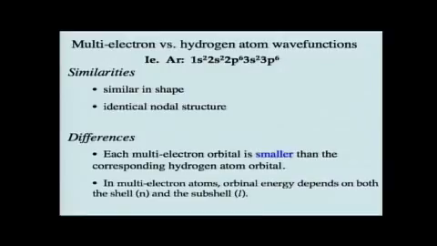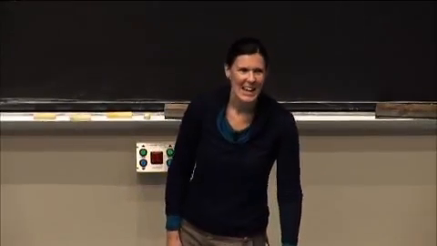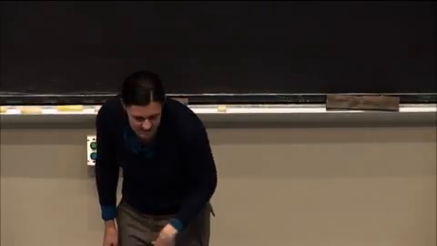The other main difference that we're really going to get to today is that in multi-electron atoms, orbital energies depend not just on the shell, which is what we saw before, not just on the value of n, but also on the angular momentum quantum number. So they also depend on the subshell, or L. And we'll really get to see a picture of that, and I'll be repeating that again and again today because this is something I really want everyone to get firmly into their heads.